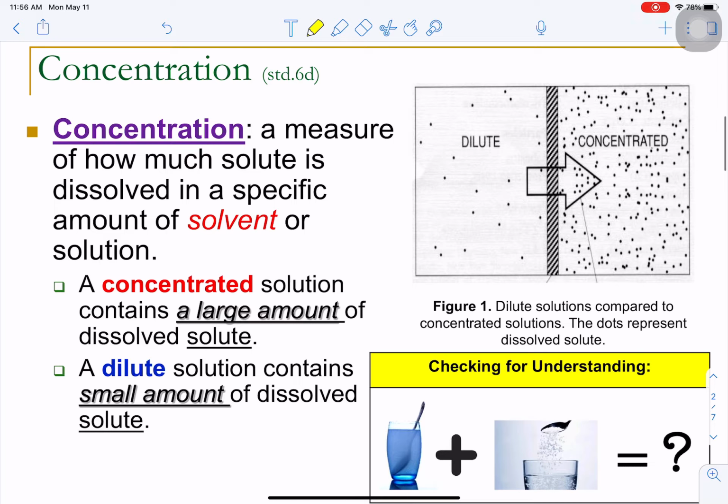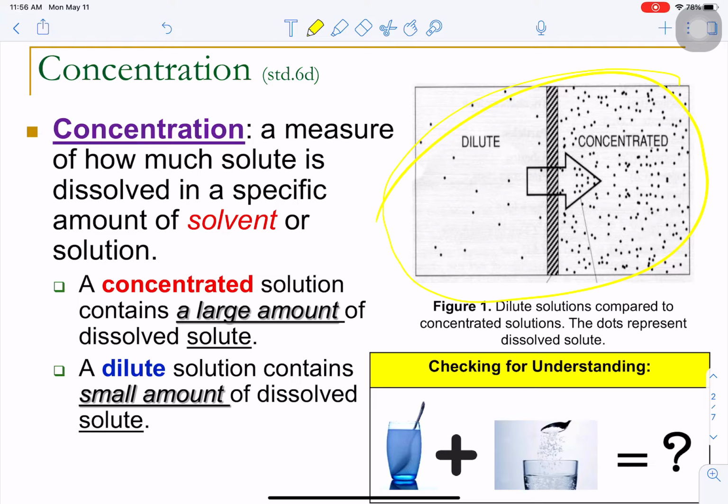Okay, so this first slide is just kind of a definition slide. What is concentration? It's a measure of how much solute is dissolved in a specific amount of solvent or solution. And then what's a concentrated solution? Well, a concentrated solution contains a large amount of dissolved solute versus a dilute solution that contains a small amount of dissolved solute. Okay, and I really like this graphic right here.